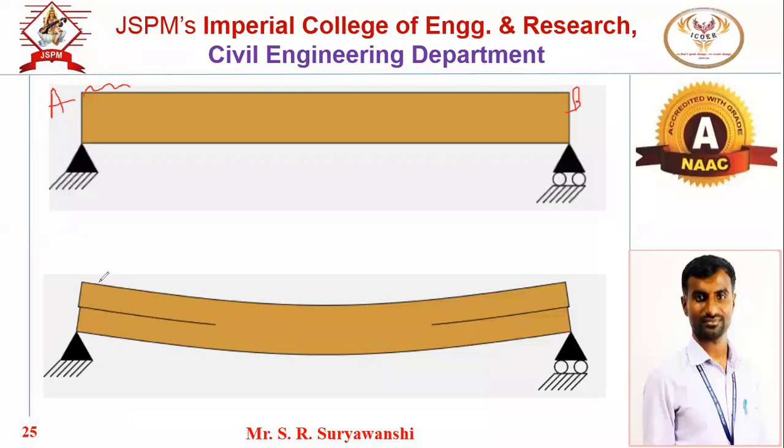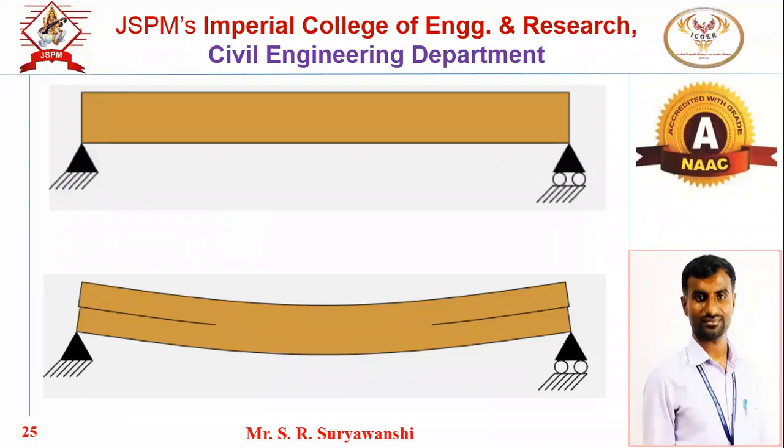Suppose this is the initial position XX. Due to the external loading condition, it will have the bending. Now this vertical distance, the vertical displacement between the initial position and the bending position, this vertical intercept is nothing but our deflection, and that we have to find out. And this deflection should be within the permissible limit.